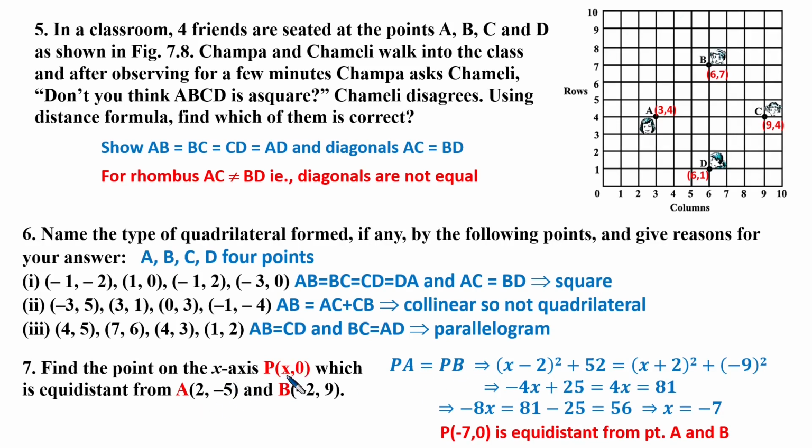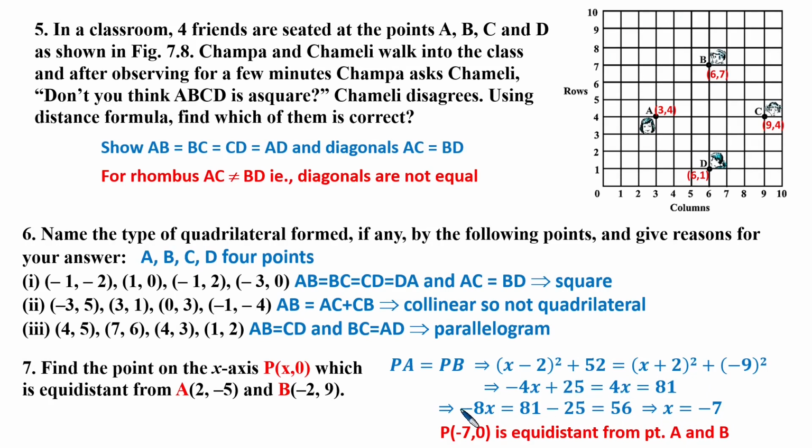PA is equal to PB. So what is the value of this x? Because he's saying it is equal, I know it is equal. So I expand this and I get this one, and you move all the x to one side and all the numbers to the right hand side. So you will get x is equal to -7.